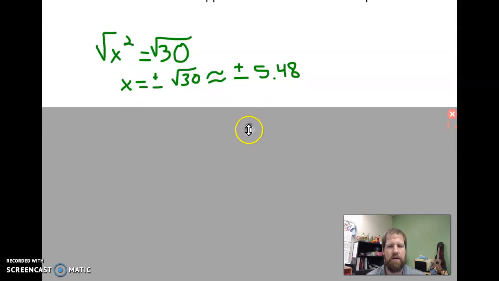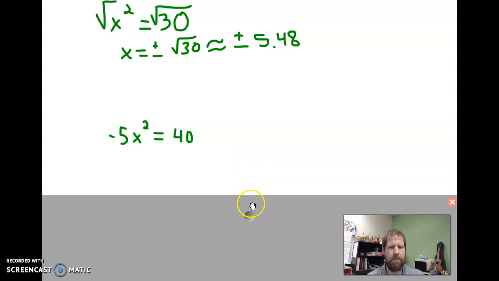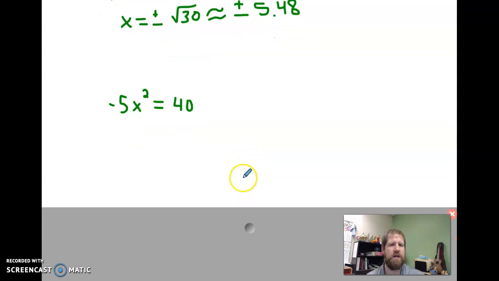Now there are a couple other situations, and there's one situation that I forgot to address in the previous videos that we really need to. What happens in this case? Again, this isn't a perfect square, so I'm going to have to start by simplifying, by dividing both sides by 5. I get x squared is equal to 40 divided by negative 5, which gives me negative 8.